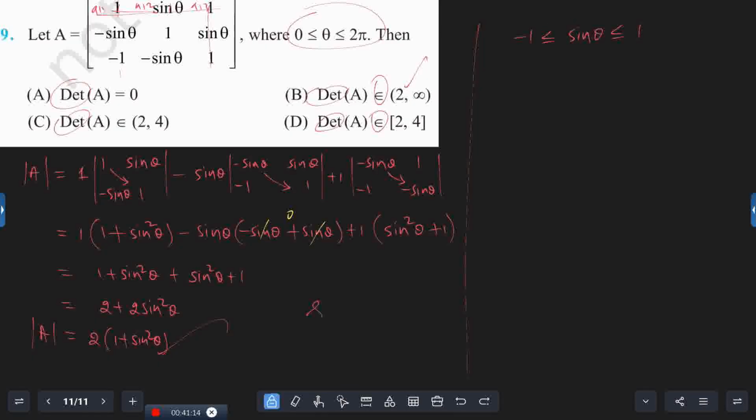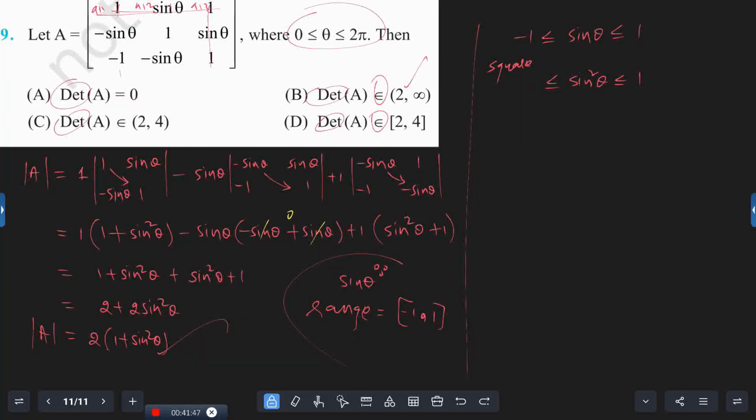Children, the range of sine is the closed interval minus 1 comma 1 for sin theta. But I need sin square. So what do you do? Listen carefully. Square on both sides. When you square, it becomes less than or equal to sin square theta less than or equal to 1 square. Here, minus 1 squared, what will happen? Minus 1 squared is plus 1. But you cannot give plus 1 on both sides.